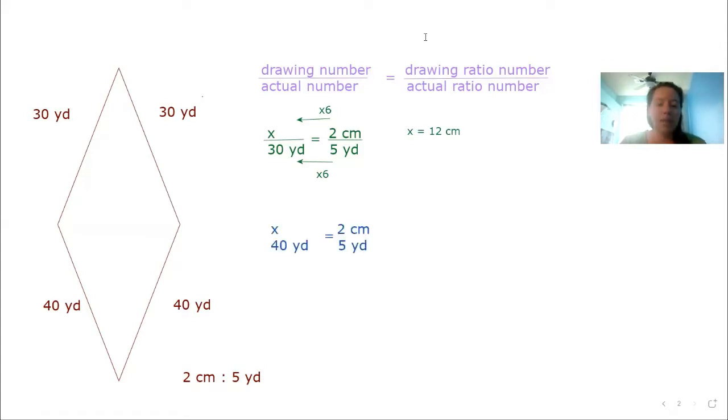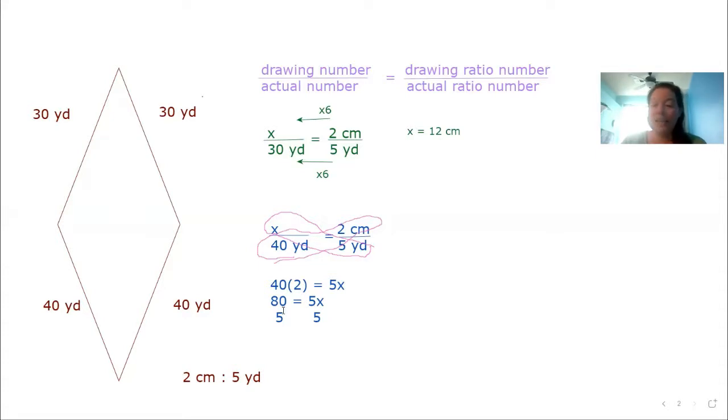Next one. I have x over 40 because I do not know what the drawing number is. And 40 is how much the actual number is. And our drawing ratio over our actual ratio, so 2 centimeters over 5 yards. Yards, yards, centimeters, centimeters. This one I am actually going to do cross multiplication with. So I will multiply those. I will multiply those. And when I write it out, I have 40 times 2, which is equal to 5x, because the 40 times 2 and then the 5 times x.